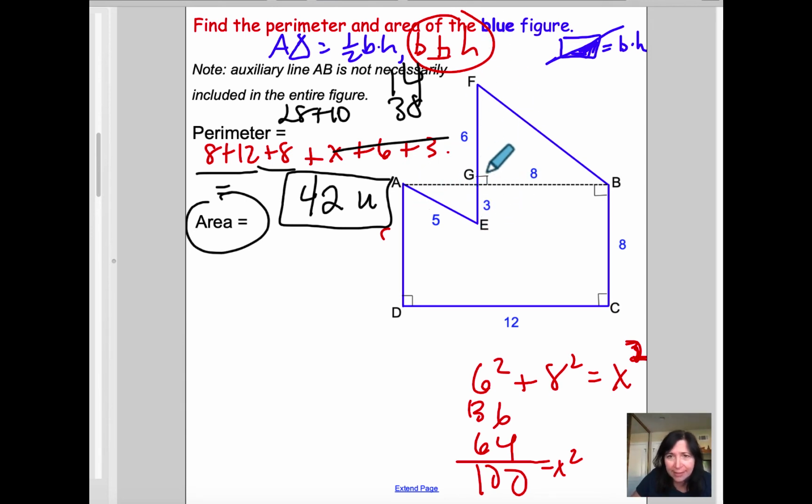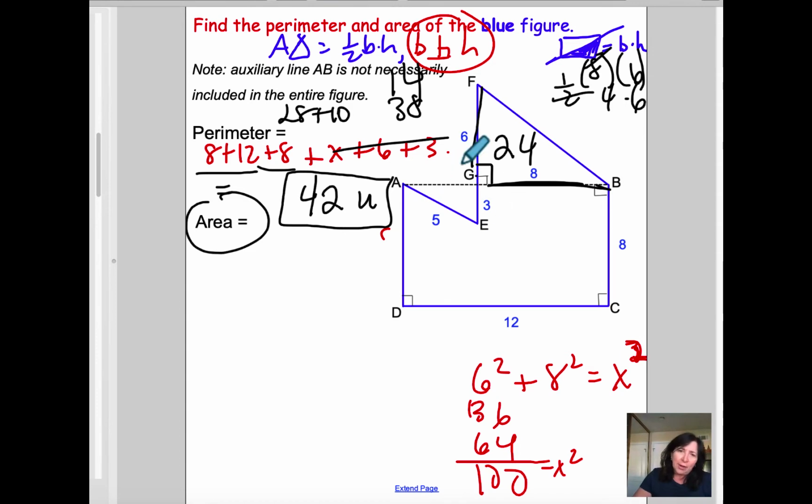So the area of a triangle, right, is 1/2 base times height. We were just talking about that, where the base and the height are perpendicular. Notice they are. So 1/2 my base times my height. So 1/2 of 8 is 4. 4 times 6 is 24. So far that's 24.